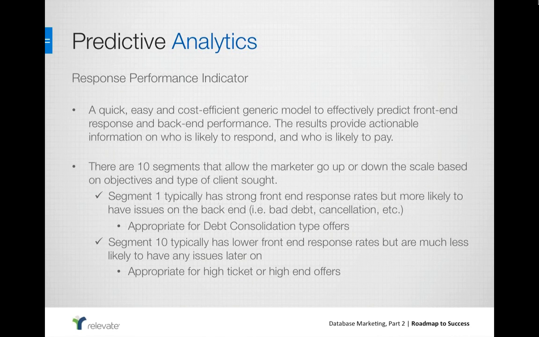Segment 1 typically has strong front-end response, but they also are more likely to have issues on the back end, such as bad debt or cancellation reasons. They may be appropriate for debt consolidation type offers. Segment 10 typically has lower front-end response, but they're much less likely to have any issues later on. They are much more appropriate for high-ticket or high-end offers.